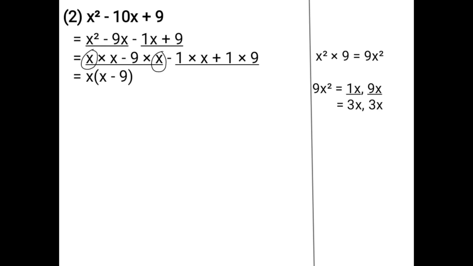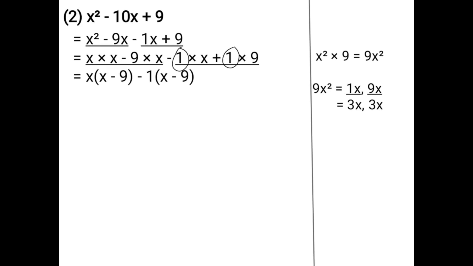In the second group which you underlined, you also have to circle what is common, that is 1 is common. The middle sign is minus, so minus 1 you have to write outside the bracket, and inside the bracket you have to write x minus 9, because minus into plus is minus.